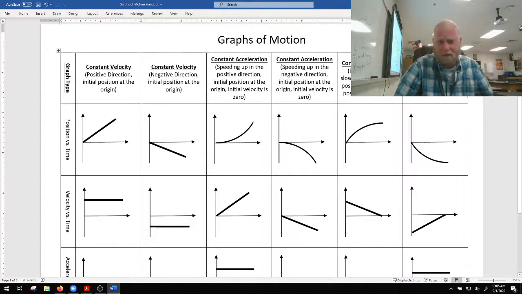But again, I would keep this guy handy whenever you're working with graphs because it's very, very helpful. So make sure you really look at it, think about what it means. If you have any questions about this document, please let me know. We'll talk about it. But yeah, I will see you all soon.